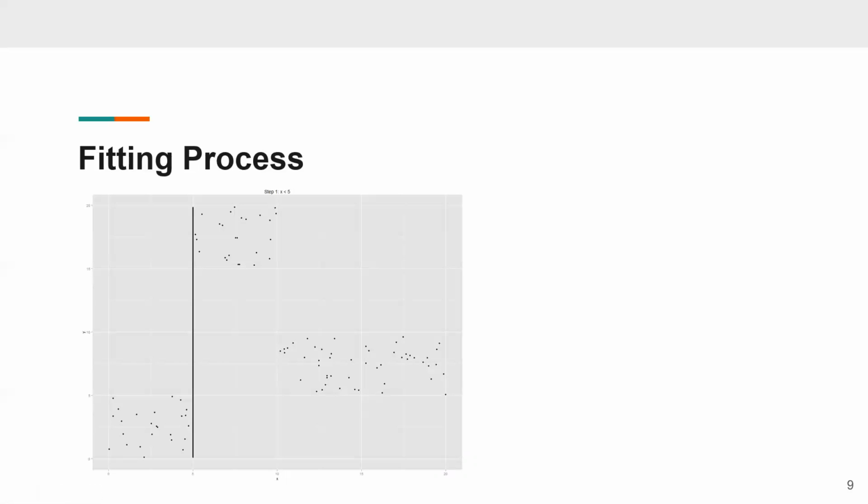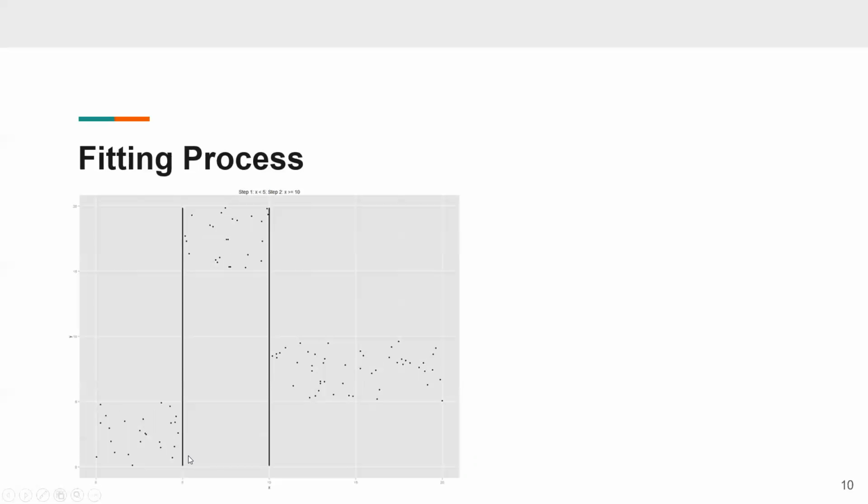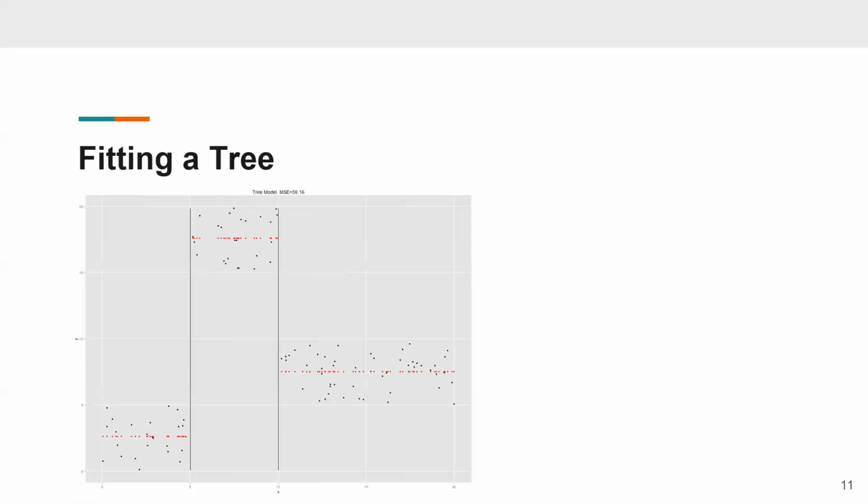Now here is the fitting process. The first step is whether x is larger than or less than or equal to 5, as I just mentioned. And the second step is whether it's larger than or equal to 10 or less, just for the second node. Now this would be our tree, and then we use the average of all the data that belongs to this region as my prediction. And the same thing for here, and for the third region as well.